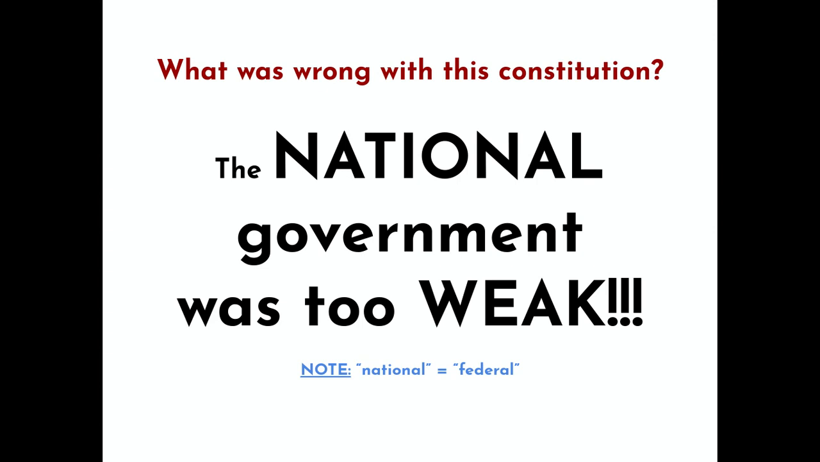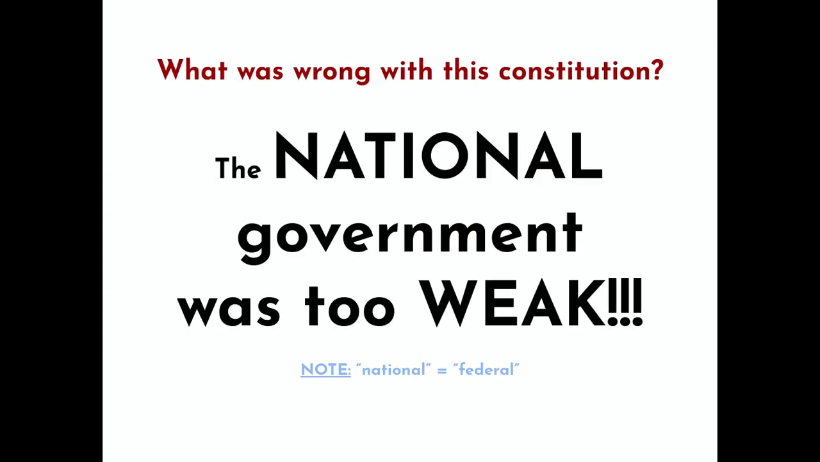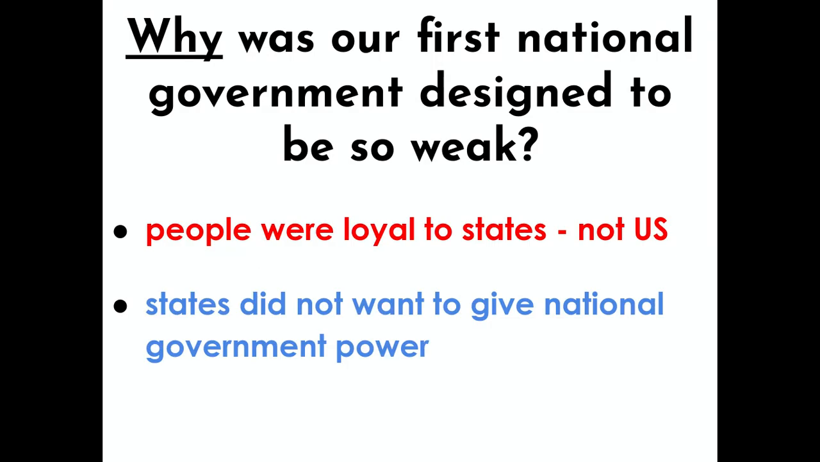Okay, so that answers number 4. What was wrong with our first Constitution? The national government was too weak. Now, the next question, and this is back in the notes: why was the national government designed to be so weak? So you're writing in national government and so weak. Good question. Why would these smart people create a government that was so weak?